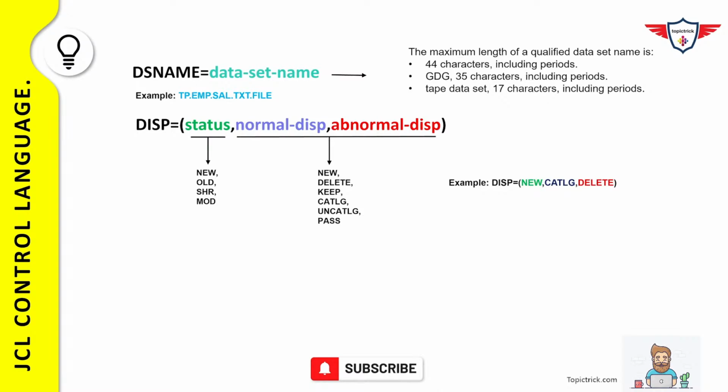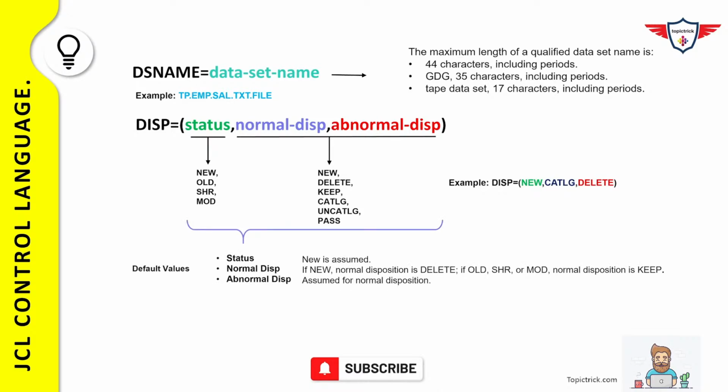The value of the second positional subparameter instructs the operating system what to do with the dataset if the job ends normally. The possible values are delete, keep, pass, catalog, and uncatalog. The default value is delete. So if you do not specify anything, then by default delete will be assumed as a normal disposition. Eventually, if you specify file status as new, then normal disposition would be delete, and if you specify file status as old, share, or mod, then normal disposition would be keep.